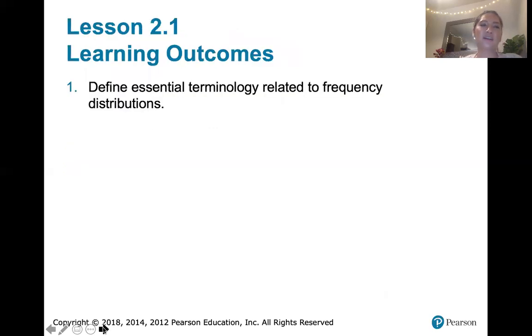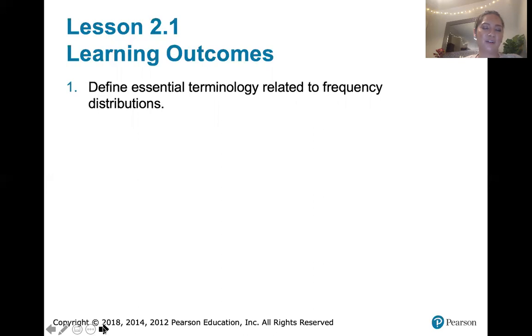So the learning outcomes for lesson 2.1 are these. First, we're going to define essential terminology related to frequency distribution. I will tell you what a frequency distribution is, and then I'll tell you what all of these other terms related to frequency distributions are. We'll look at a frequency distribution and we will label all the corresponding parts.